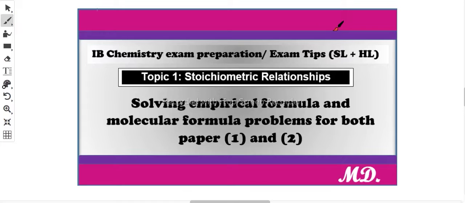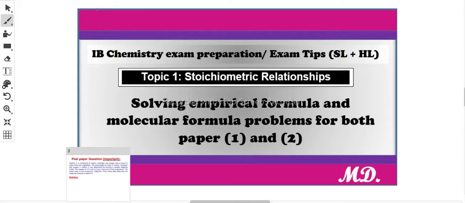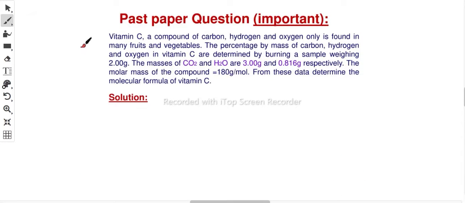During our lesson for today, we're going to apply more examples, more ideas, and I'm going to give you exam tips for both paper 1, multiple choice, and paper 2 as well. So in order to start with our lesson, it is so important to go through the first idea for today. This is a very important past paper question, and we have a very important idea whenever we want to go through empirical and molecular formula calculations.